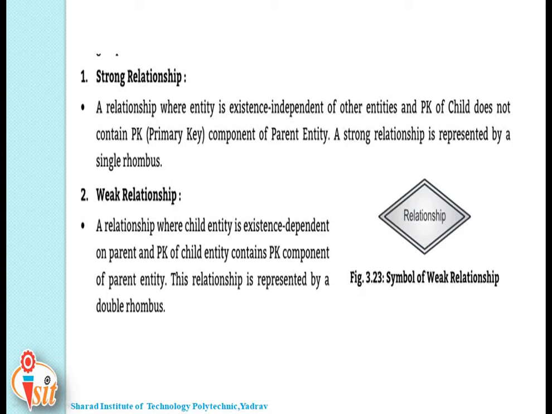Now exactly opposite to that is the weak relationship. It is a relationship where the child entity is existence dependent on the parent and the primary key of the child entity contains the primary key component of the parent entity. This relationship is represented by a double diamond. This is about the types of relationship, that is strong relationship and weak relationship.